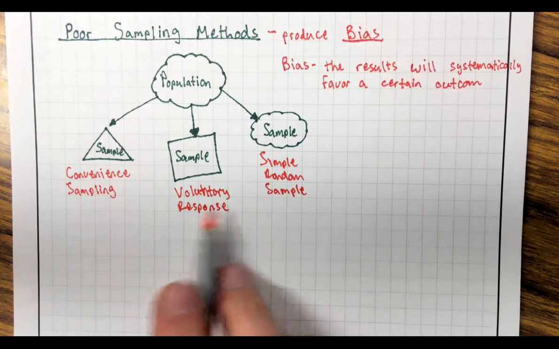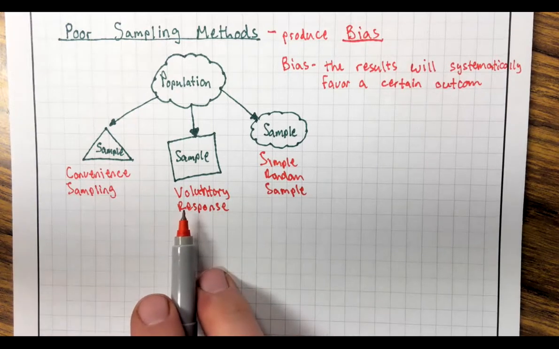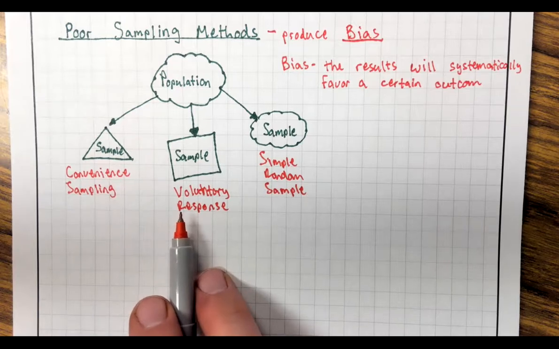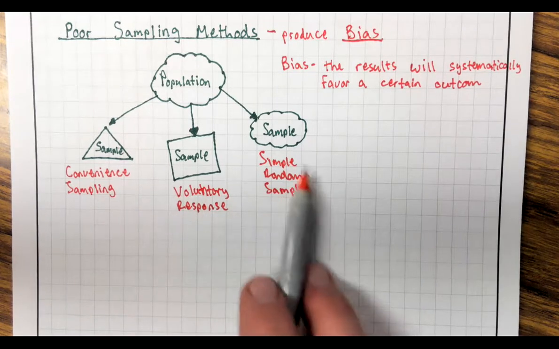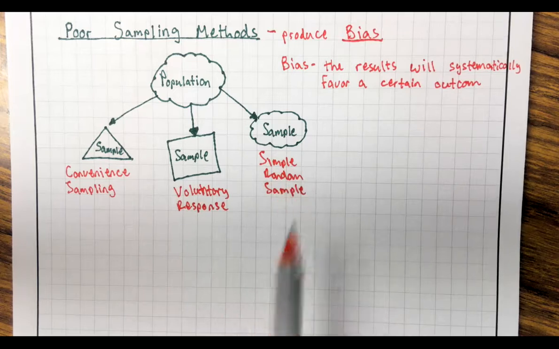Voluntary response would be something like, I put on my Schoology page, hey, please go to this website and respond on the effectiveness of my teaching. So only those with an opinion, or only those that care deeply about that question, are going to take the effort to actually go ahead and respond to that question. And then again, we'll talk about simple random samples and how to conduct them in another video.